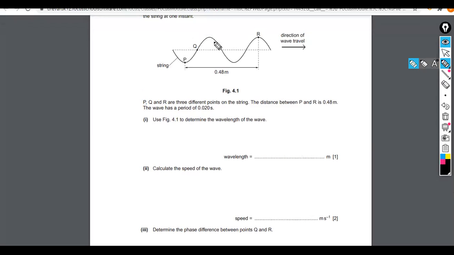So here's Q and here's R. Wouldn't it be nice if R was right here? Like, what's the phase difference between those points? Let's think about that, and then maybe that's a helpful way to get to the answer. What's the phase difference between this point Q and this point right here? Let's call it Q prime. Exactly, 0.